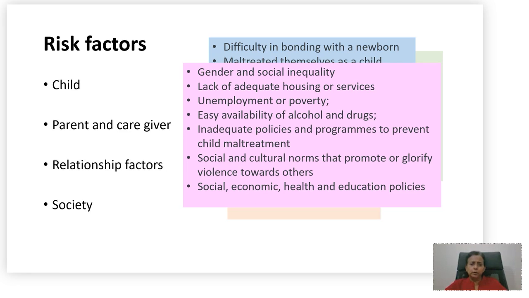So social inequality, inadequate housing or services, unemployment, poverty, easy access to alcohol and drugs. And also the government, when there is a lack of policy or program to prevent child maltreatment, social or cultural norms that promote violence, and of course the policies that involve social, economic, health and education.